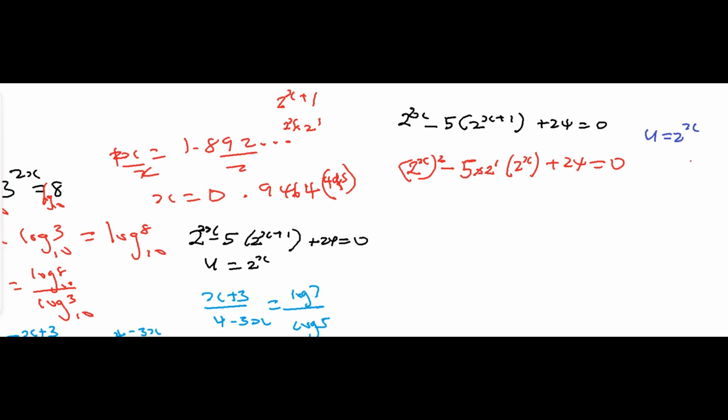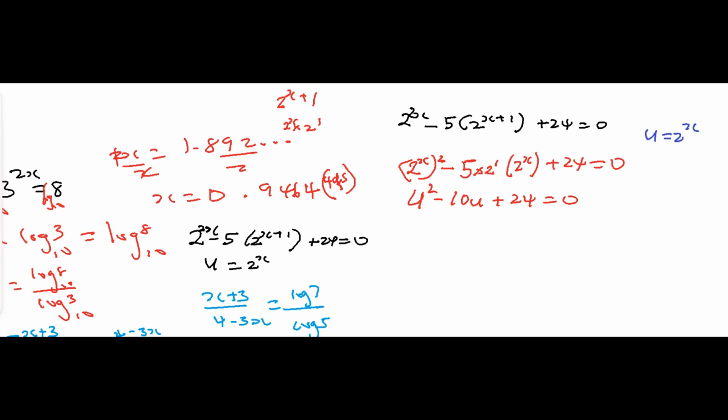Okay, in as much as our u is equal to 2 raised to power x, we are substituting. Wherever I see 2 raised to power x, I put u. That will be u squared minus this times this, that should be 10u, plus 24 equals to 0. That gives us a quadratic equation. So remember, for a quadratic you either use factorization, the formula method, completing the square method, or the graphical method. If you have not seen our video on quadratic equation, go check it out.